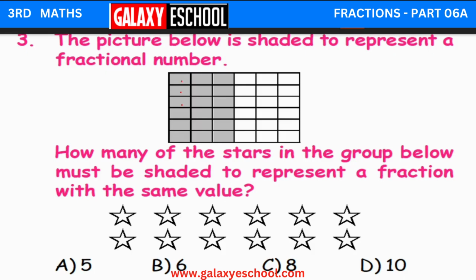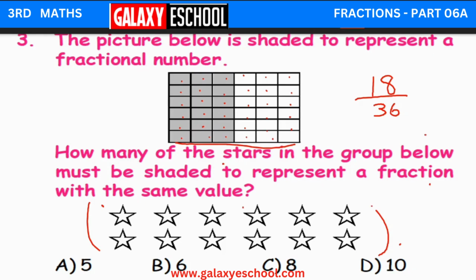We are having 1, 2, 3, 4, 5, 6, 7, 8, 9, 10, 11, 12, 13, 14, 15, 16, 17, 18 shaded parts divided by the total of 36 parts. So 18 divided by 36 is the fraction of the shaded part in the given figure. Okay children, now what are they saying? How many stars in this group should be shaded to represent a fraction with the same value?